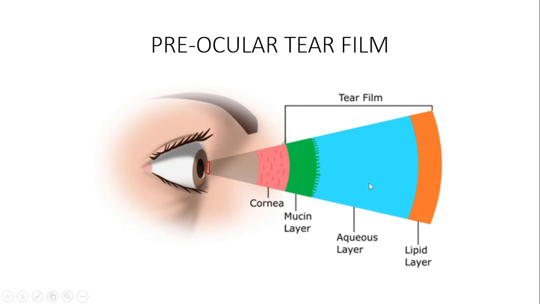Now let's talk about the most external layer, which is what? The lipid layer. Where do we get the lipid layer from? If you remember in our previous lectures, the tarsal plate of the eyelid has meibomian glands. And at the level of the eyelashes, we have glands of Zeis and glands of Moll.